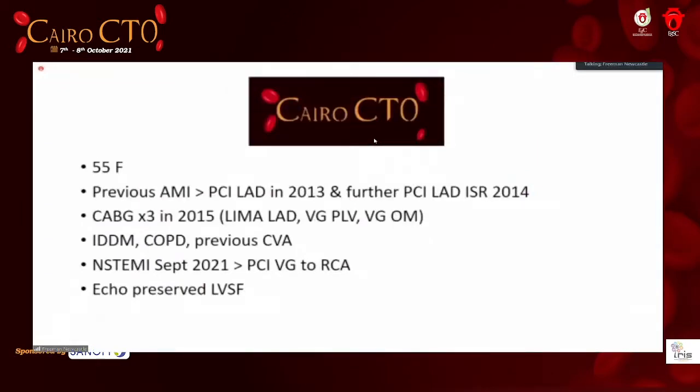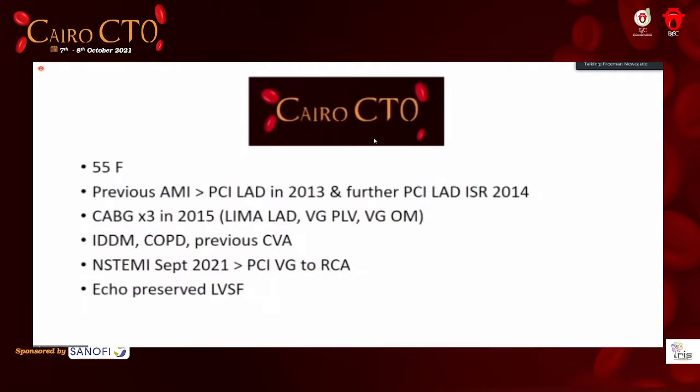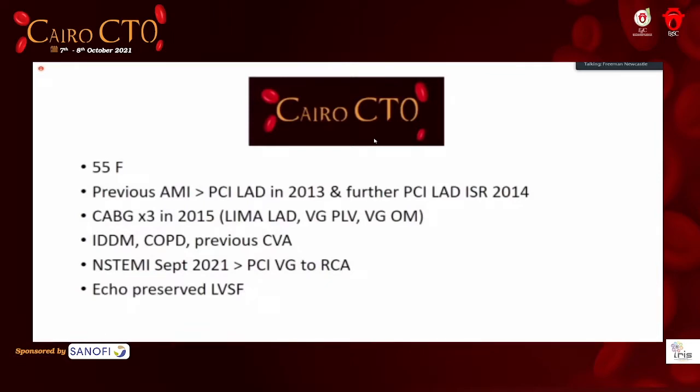Yeah, so this was a 55-year-old lady, had a previous anterior MI in 2013 with a stent, and then further PCI to in-stent restenosis in 2014. And the reason for that, I think, was an undersized, underexpanded stent. Then she comes back with another event and was referred for surgery. She had a LIMA to LAD and vein graft to the left posterior branch and a vein graft to the OM. She has a history of insulin-dependent diabetes, COPD, and previous CVA. And she was admitted to us in September, where the vein graft to the right coronary artery, i.e. to the LV branch, was completely blocked. She had a normal LV function.